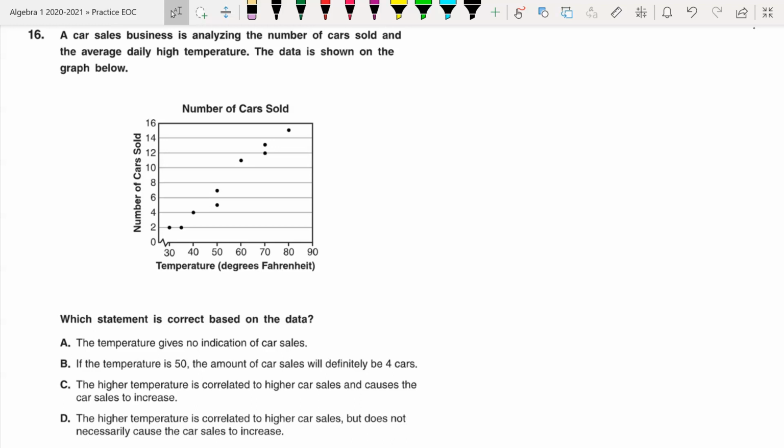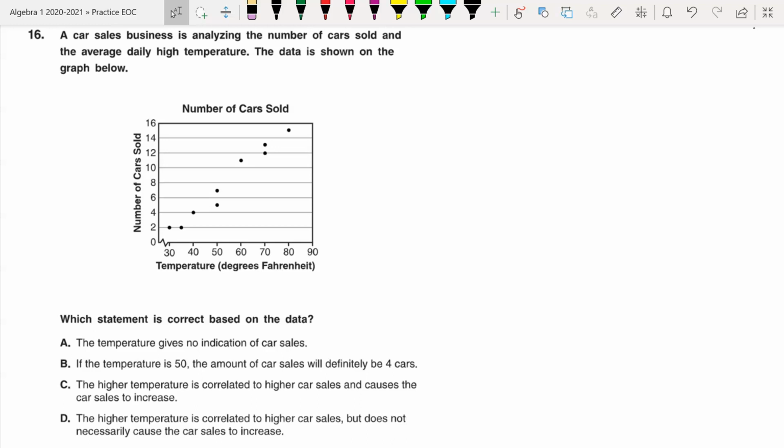If the temperature is 50, the amount of car sales will definitely be 4 cars. If you look at 50, there's 2 dots there. One's a little bit above 4 at 5, and then one's at 7, so we don't really know if it will definitely be 4 cars sold. That just could be a coincidence. It could definitely be less than 4 cars one day. It just kind of depends on the day.